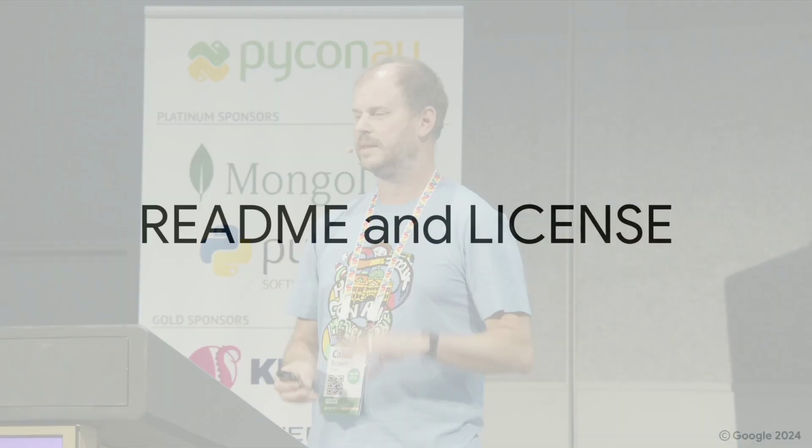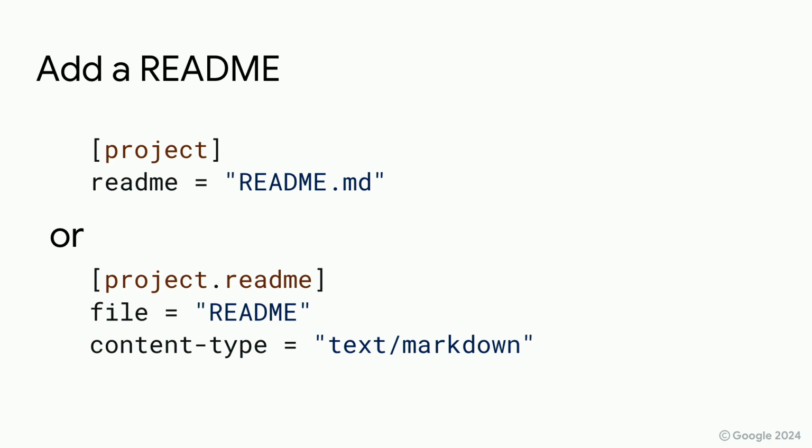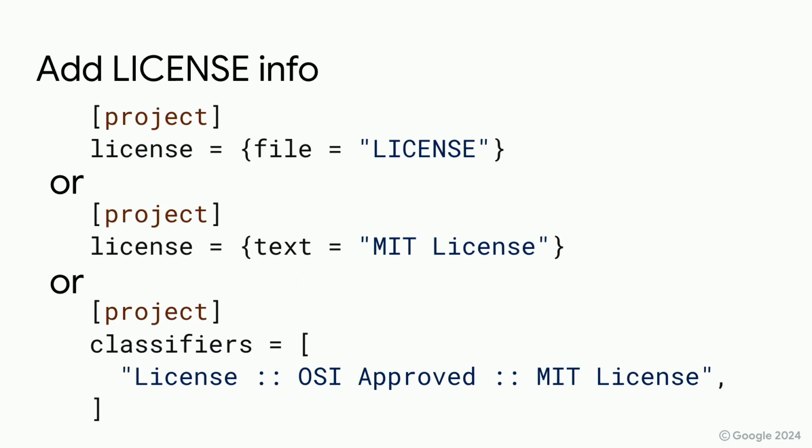All right, what about readmes and licenses? Usually, there's some code at the top that opens the file and tries to load it in so it can put it in the long description. In pyproject.toml, it's really easy. You just point it at the file. The top one will automatically detect the content type from the extension, and the bottom one will use it explicitly from the type there. Licenses are easier. You can point it at a file, but you can also just give the name of the license. And even better, use a classifier to point to a well-known one as well.